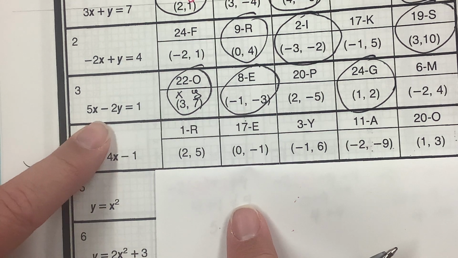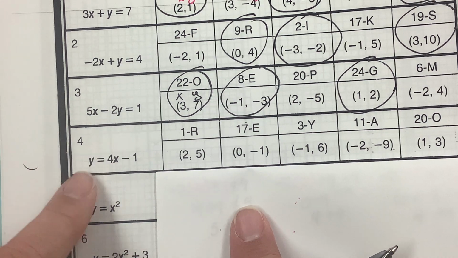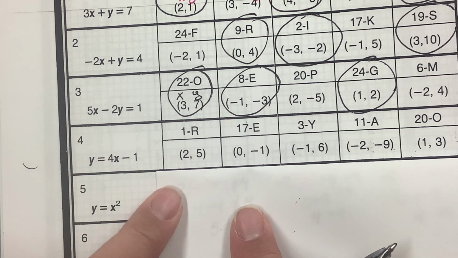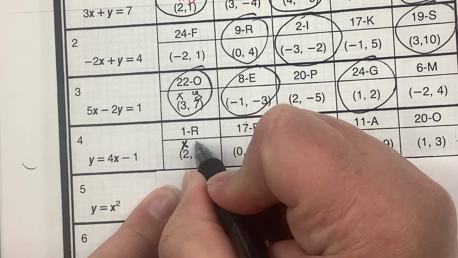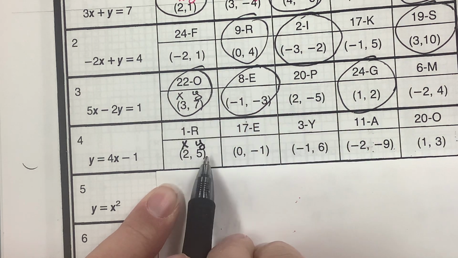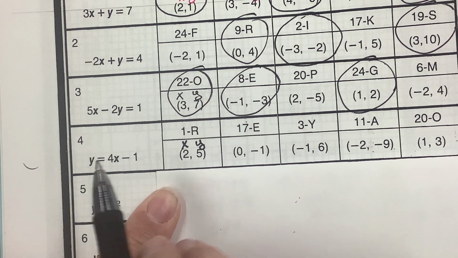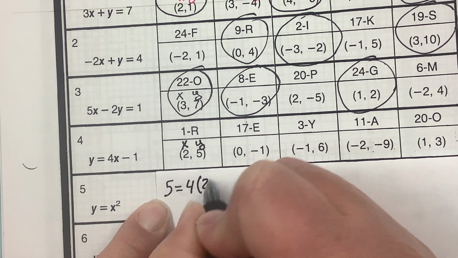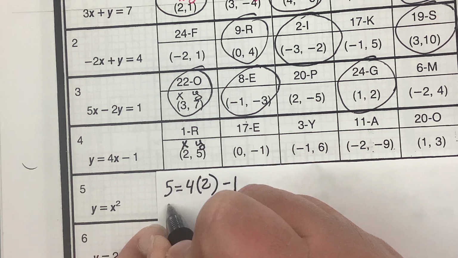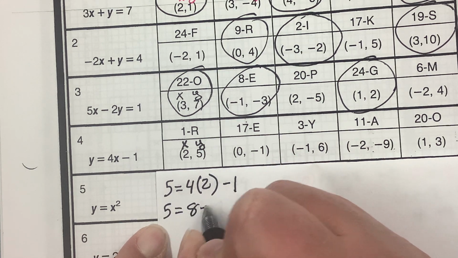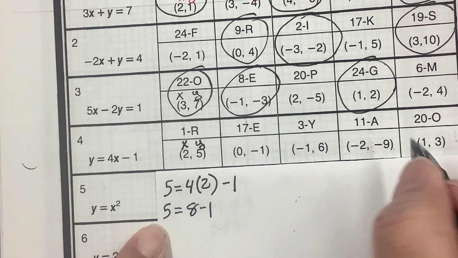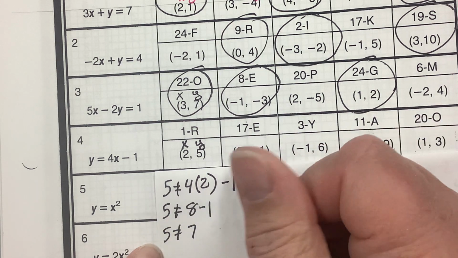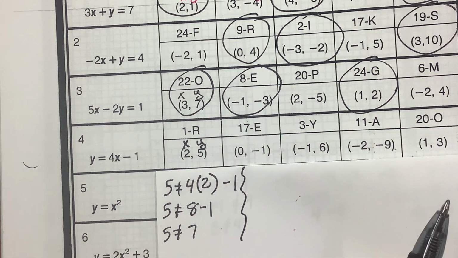See, these were x and y on the same side of the equal sign. This has y on the opposite side. This is a be careful problem. You know that x is the first number and y is the second number in the parentheses. So y has to go first. So this is going to be 5 equals 4 times 2 minus 1. 5 equals 8 minus 1. Is that true? No. 5 is not equal to 7. That one did not work.